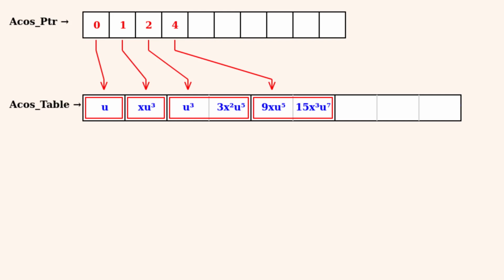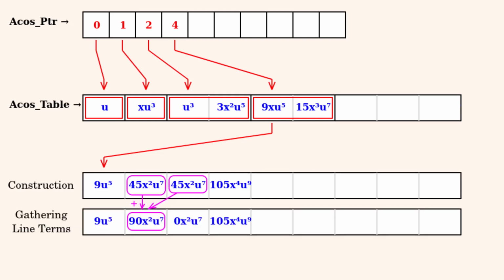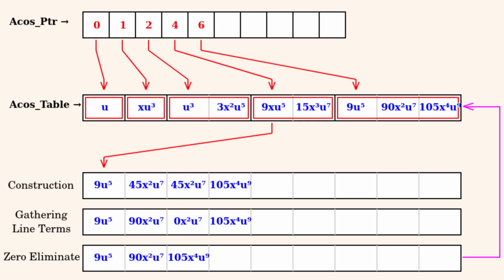In this table, we're up to the fourth derivative, and we need to calculate the fifth derivative from it. We'll use the formula for the derivative of w that we looked at a couple of minutes ago to get two terms for each term of the derivative, and then store them in the construction array. We'll start to simplify them by bringing like terms together. Then we'll perform a zero eliminate to get rid of all terms with 0 as their coefficient. This is the most simplified form of the next derivative. Then we'll place it into the table and place its position in the pointer table.